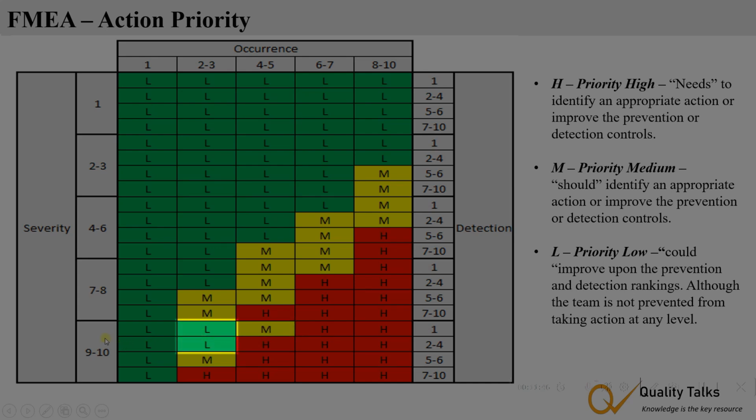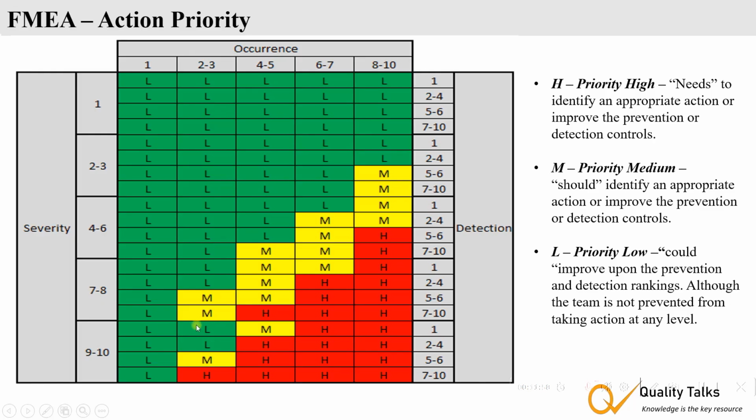And for severity 9 and 10, occurrence 2 to 3 and detection 1 to 4, action priority is low. So based on different combinations of severity, occurrence and detection, action priority is decided based on this table.